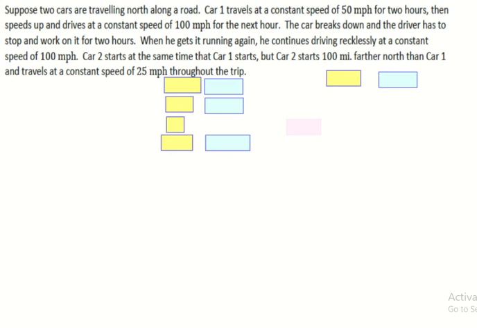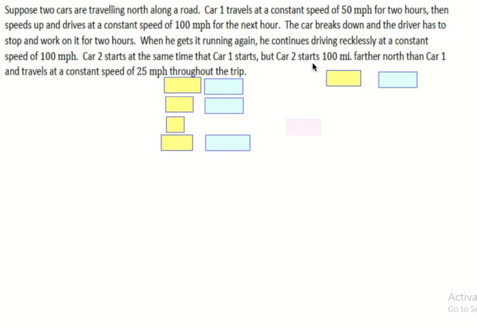Okay, this is Module 1, Lesson 5, Question 2. So, what we want to do is take this graphing story, and we're going to start by annotating our text. So, suppose two cars are traveling north along a road. Car 1 travels at a constant speed of 50 miles per hour for 2 hours.